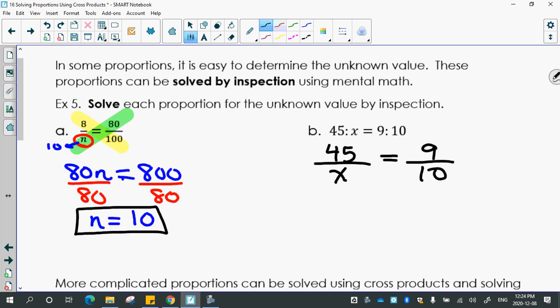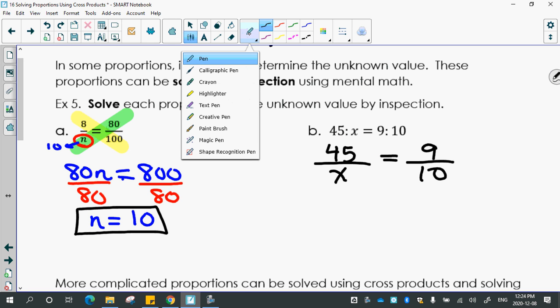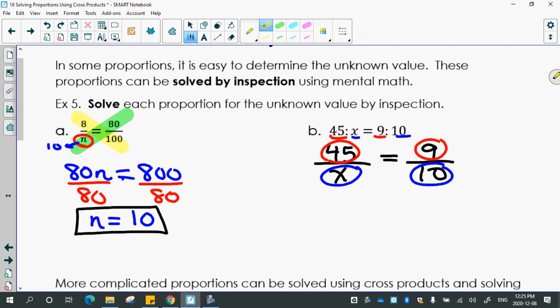So the first numbers have to be on the top. I'll use underlining here. The first numbers both have to be on top, and the second numbers both have to be on the bottom. That's the only way you can mess this up, okay? Is if you switch one of them by accident. And then we're going to do cross product.